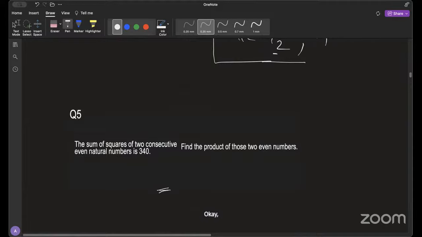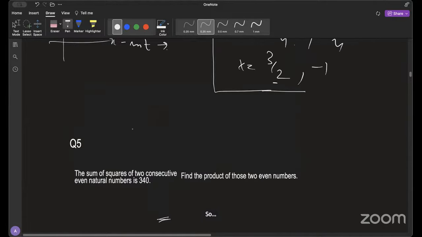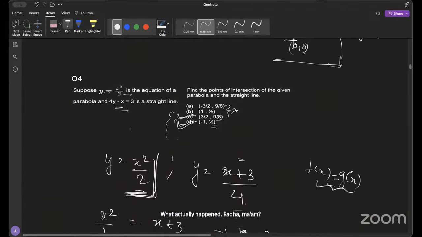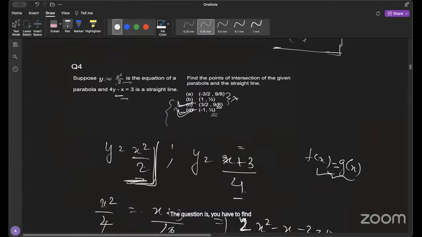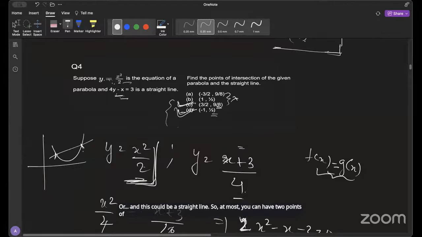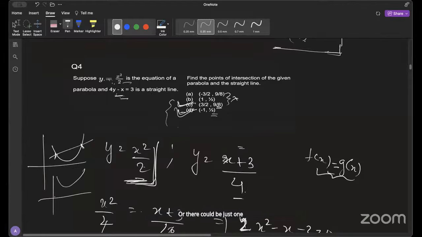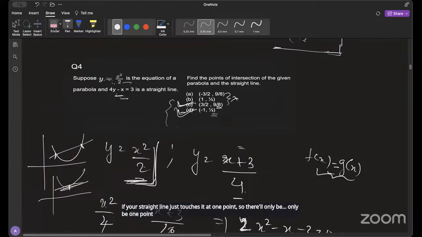Okay, coming to this question. What was the question asking? The question is you have to find the point of intersection of these two functions. So this is a parabola, this is a straight line. That's the question. Find the point of intersection. Ma'am, can you draw it? Yeah, it looks like this. This could be a parabola, and this could be a straight line. So at most you can have 2 points of intersection, or there could be just one. If your parabola looks like this and your straight line just touches it at 1 point, so there'll only be 1 point of intersection then.